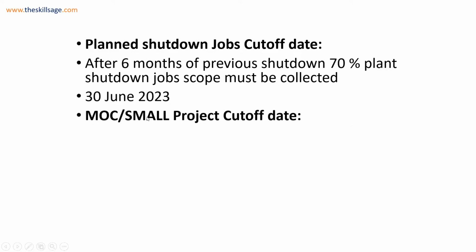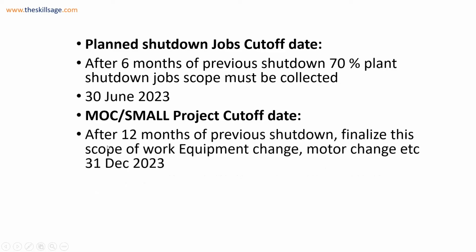The second most important is small project cut-off date. Okay, management of change or small project cut-off date. This would occur after 12 months of previous shutdown. Finalize the scope of work: equipment change, motor changes, etc. So ये डेट एग्जैक्टली 1 साल के बाद आएगी आपके प्रीवियस शटडाउन के 1 साल के बाद. You got it? That would be this date.